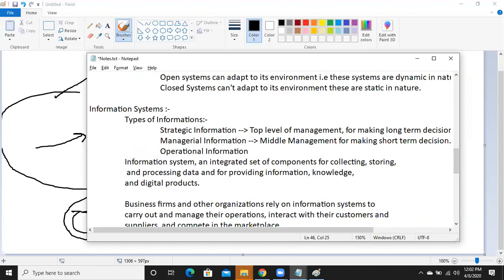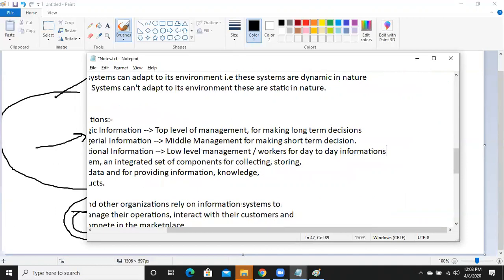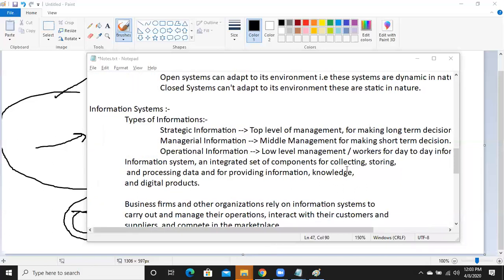Okay, now the operational information is required by the low level management, or we can say that the workers. Okay, workers basically, for day to day information, right? To take day to day decisions, we actually require this type of operational information, right?